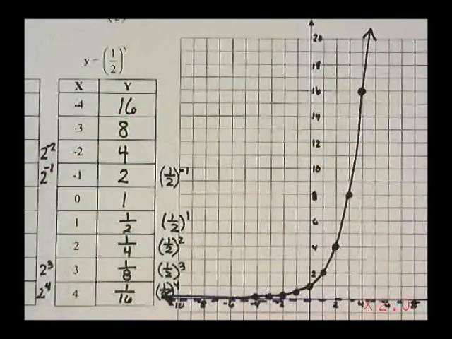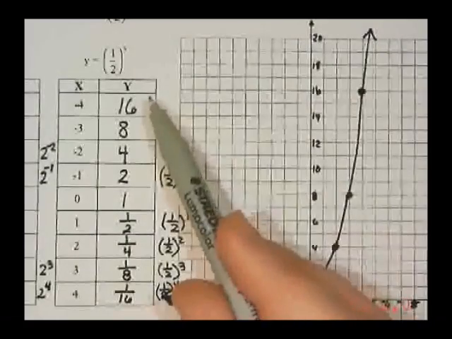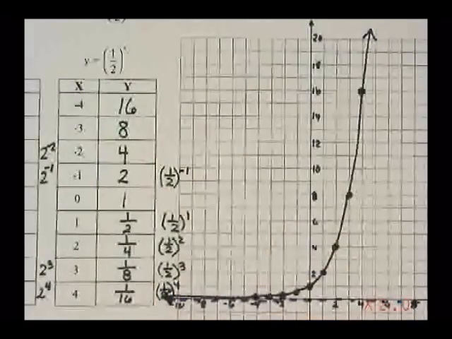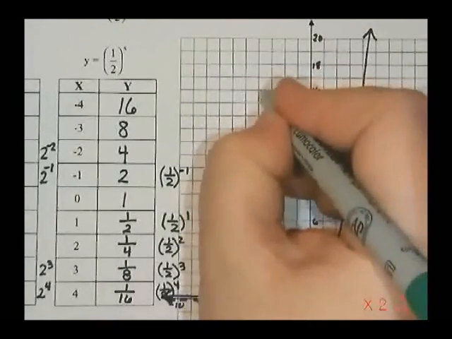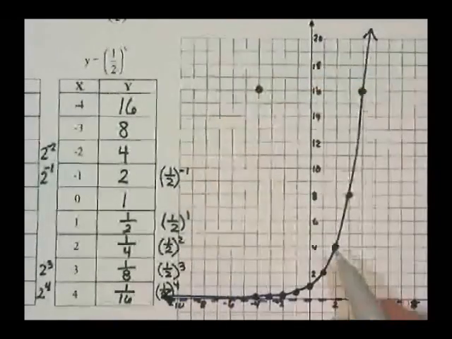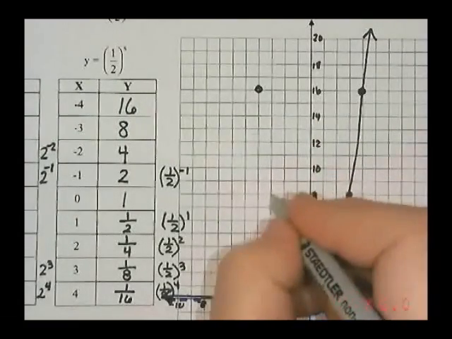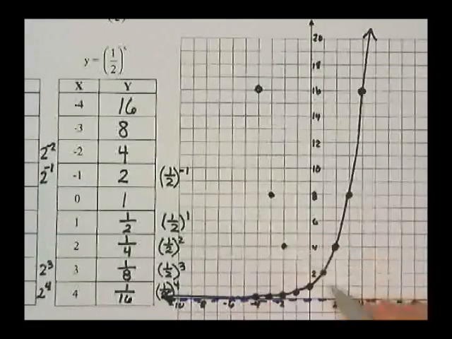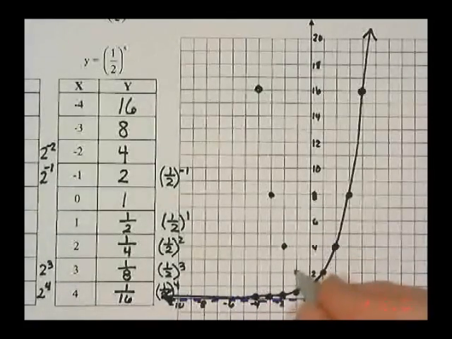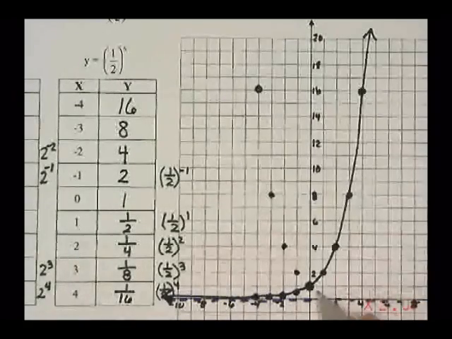So I'm going to mark those on my graph. I'm going to start this time with the whole numbers again. So I'll start at -4 and 16. So -4 and 16. And then -3 and 8. -2 and 4. -1 and 2. And then I have 0 and 1, which is the same point that I had on the other graph.